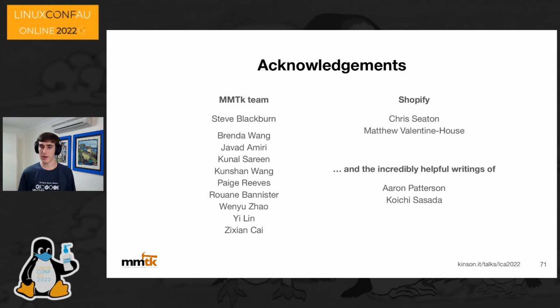So before I finish up, I would like to say a huge thank you to the entire MMTk team, Steve for his guidance, along with the rest of the team for helping me when I was having technical issues and teaching me a lot about GCs and that sort of thing. I'd also like to thank Chris Seaton from Shopify, who was really helpful in guiding me through the Ruby codebase and a lot of tiny issues that can be really difficult to figure out if you're not already familiar with the codebase. And also I'd like to thank Ruby's main GC developers for their incredibly helpful technical writing, which was very helpful for understanding Ruby's GC.